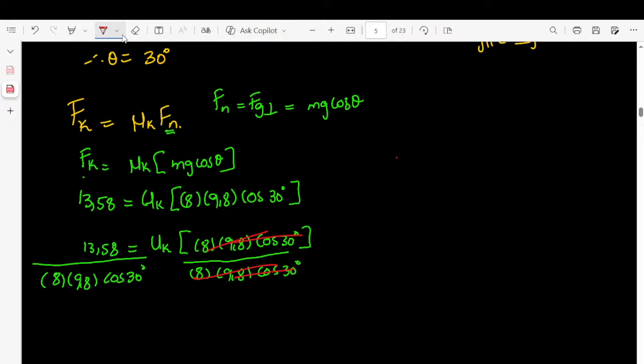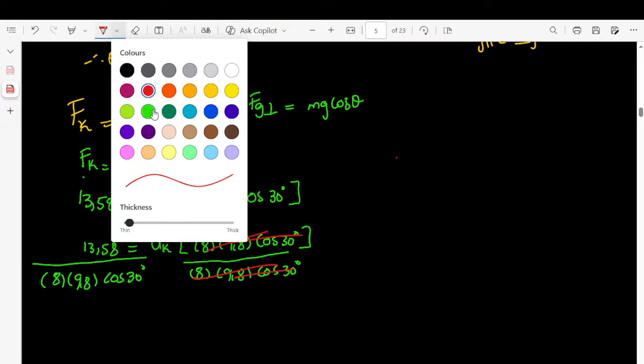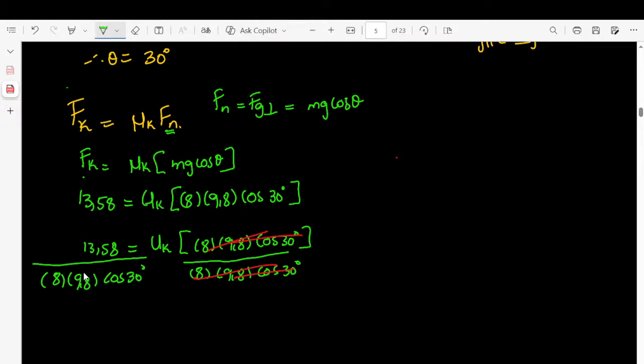Now we know what Uk equals, the coefficient of kinetic friction. Remember, it's a very small answer. It's going to be 0 point something. When you punch it on the calculator, it's very small. It's always 0 point something.